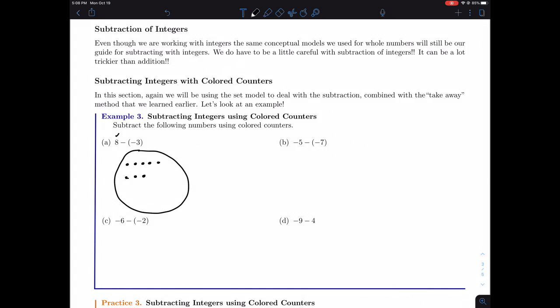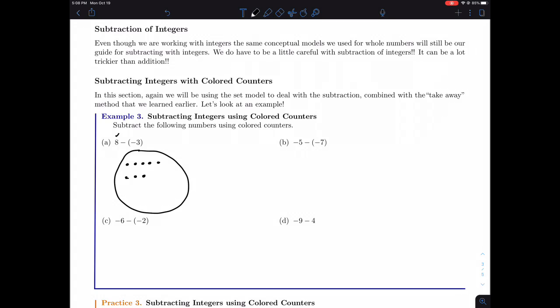And then using the takeaway method, I want to remove 3 red tokens from that circle. Well, hold on a second. I don't have 3 red circles in that set. So how can I take 3 red tokens away when there aren't 3 red tokens there? Well, I guess we just quit and give up, right? No, we don't quit and give up. We just have to write it a little bit differently. This is where writing 8 a different way comes in handy.